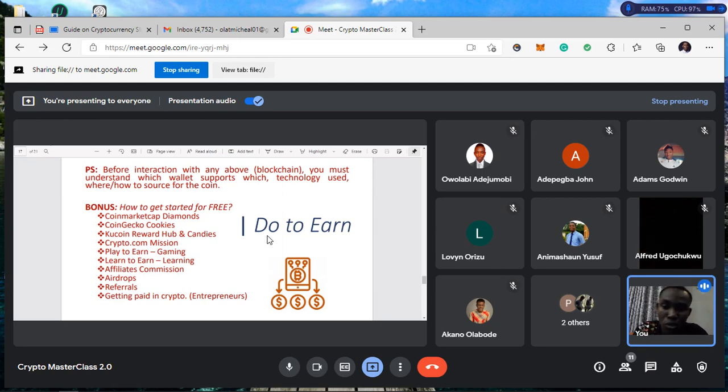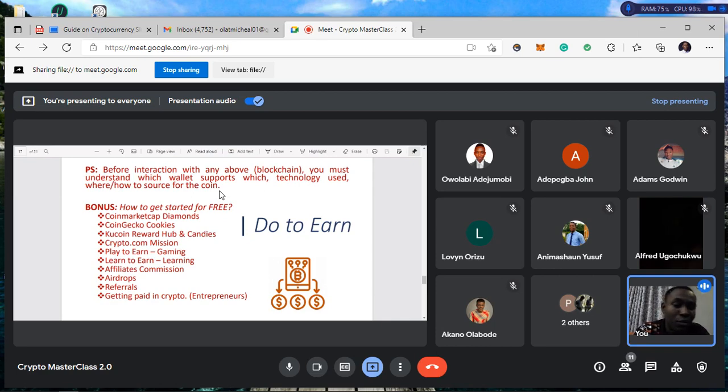It's whatever they give you, you use. So you need to understand which wallet supports which technology, where to use them, and how to source for the coin. So if you are working on the Polygon network, you can't purchase Polygon or Matic directly on your Trust Wallet, especially if you don't have access to buying the coin directly. So you should also know where to source for that coin.